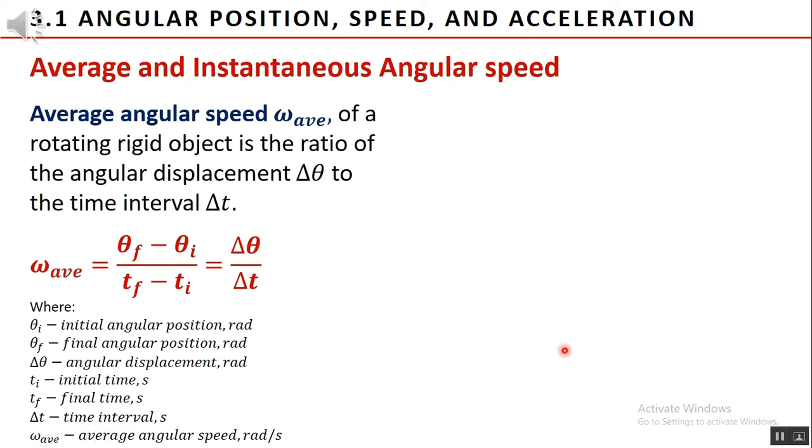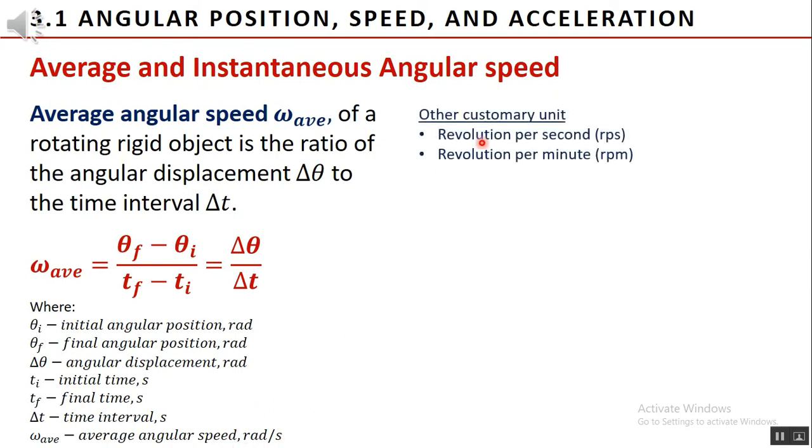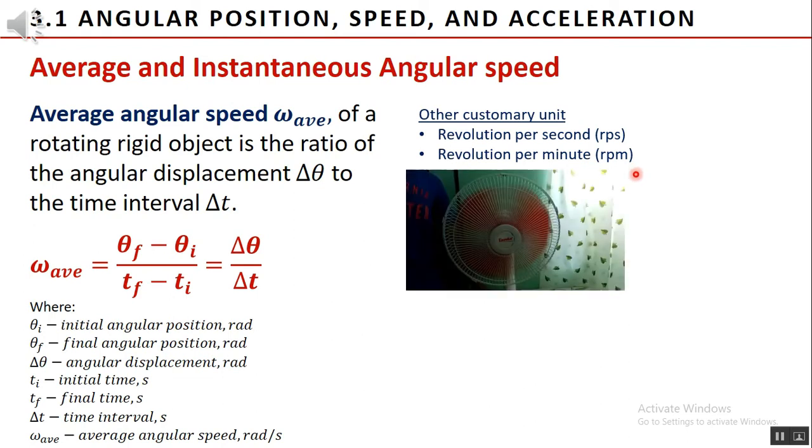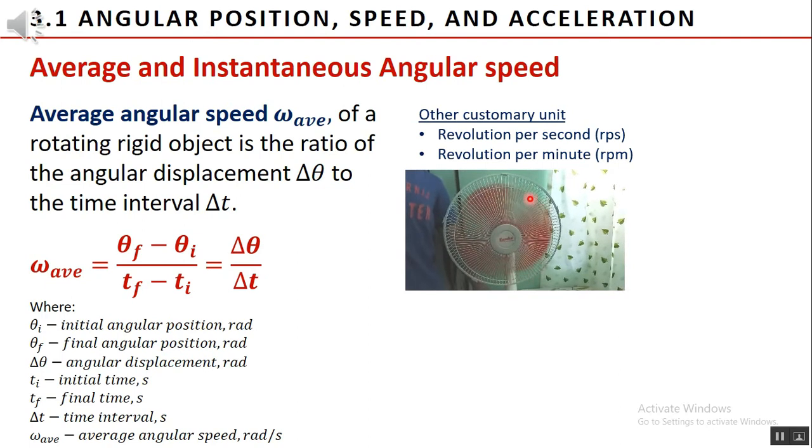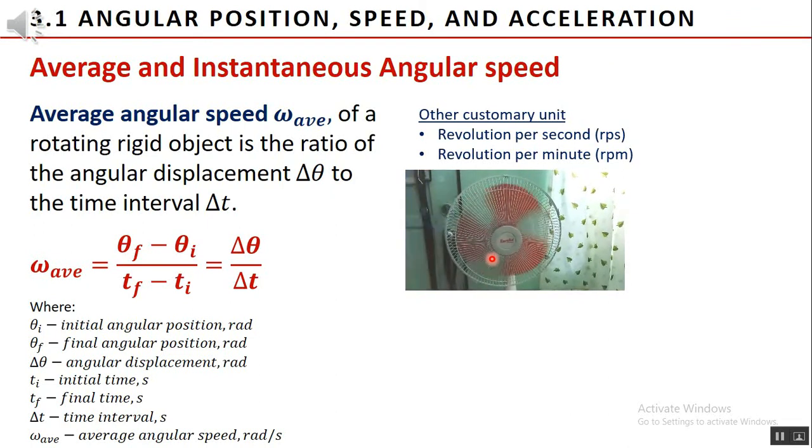Take note that the SI unit of angular speed is radian per second. Other customary units can also be used, such as revolution per second, RPS, and revolution per minute, RPM. RPM is much easier to visualize than radian per second. RPM is the number of turns of a rotating body in 1 minute. It is commonly used in indicating the speed of rotating machines, such as motors, generators and turbines.